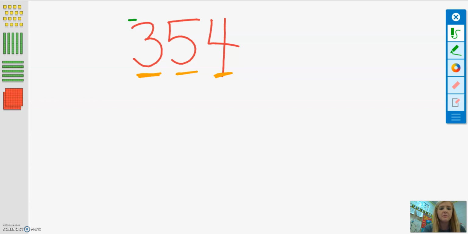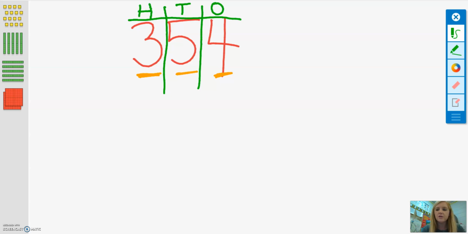So to help me do that, I'm going to draw a hundreds, tens, and ones chart here. So here are my ones. My 4 is in the ones place. My 5 is in the tens house. And then the 3 is in the hundreds place, okay?